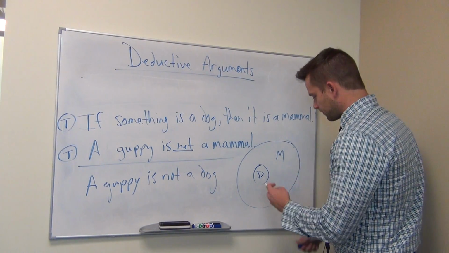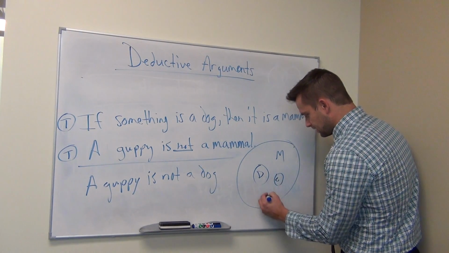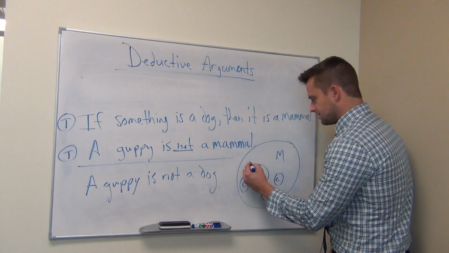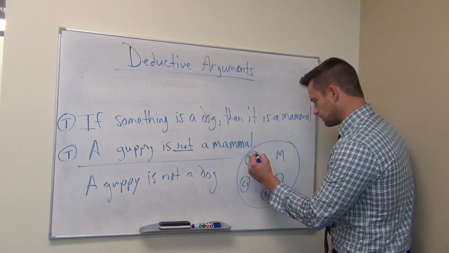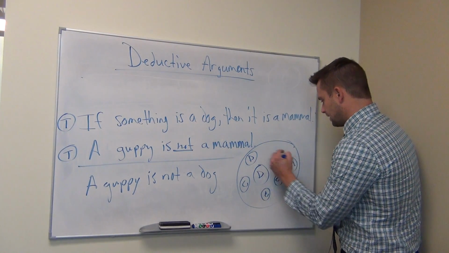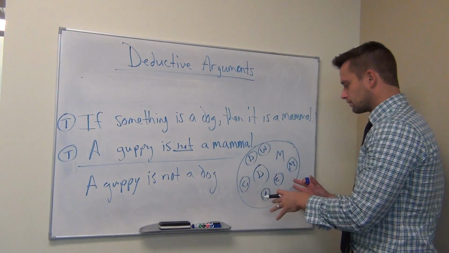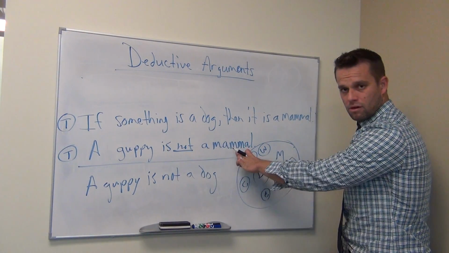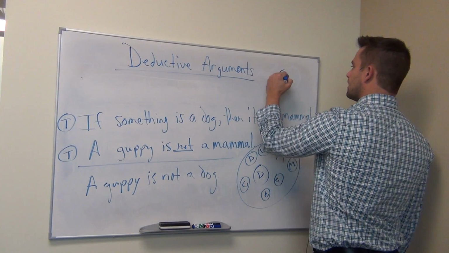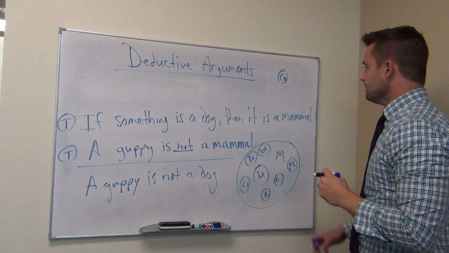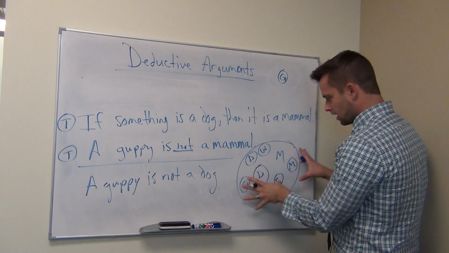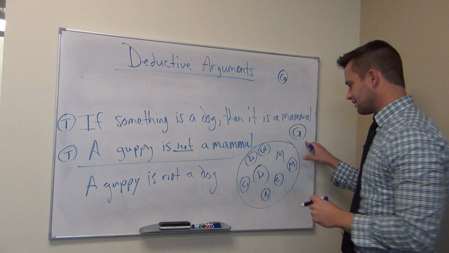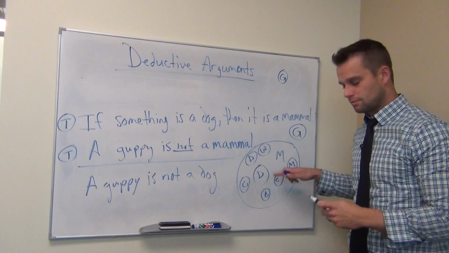And there are also other things in here that are mammals, like cats and echidnas and caribou and desert rats, desert shrews, and manatees and whales and all these other things, right? But notice what this says. A guppy is not a mammal. So if we have the group of guppies, and we say a guppy is not a mammal, then the guppies have to fall outside of the mammal class, right?